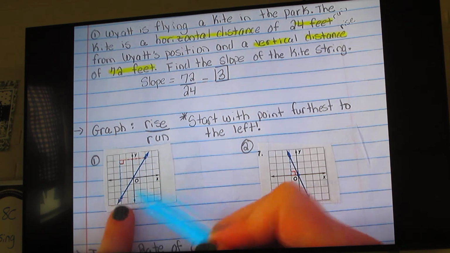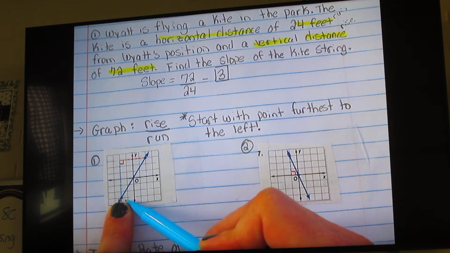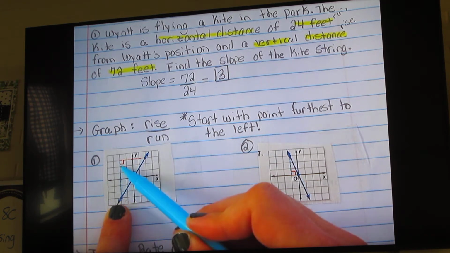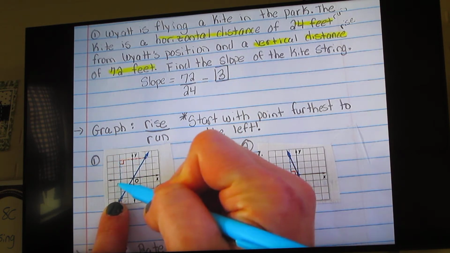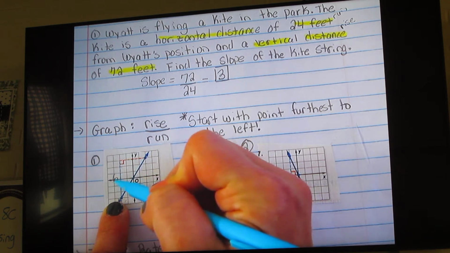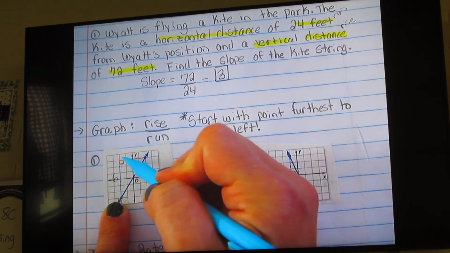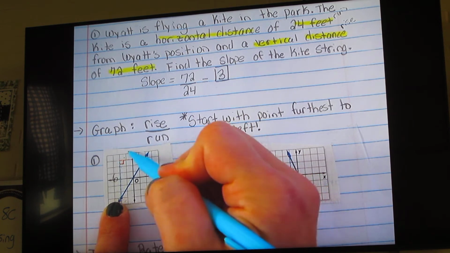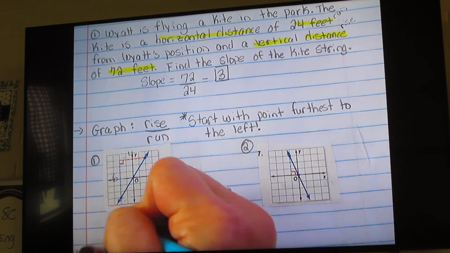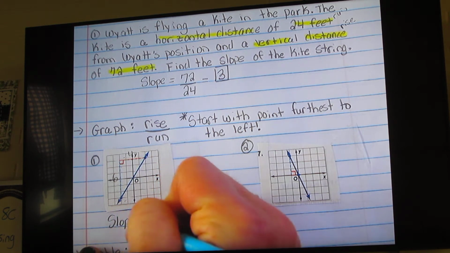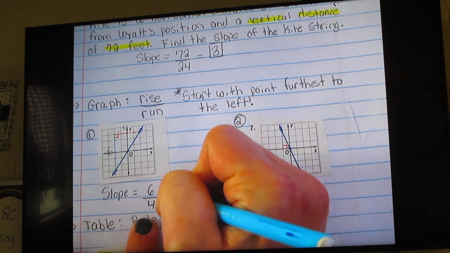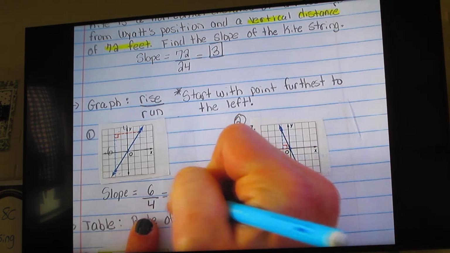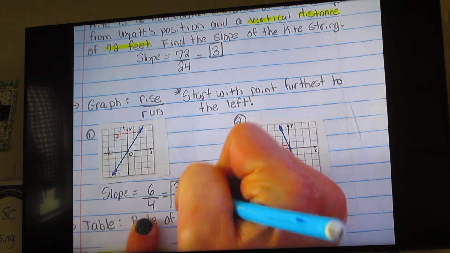So if I always start with my point furthest to the left, which in this case would be the bottom one, I ask myself, do I go up or do I go down to get to the next point? I go up, so that means my slope is going to be positive. And I go 1, 2, 3, 4, 5, 6. So that's a positive 6. I take a right turn and go 1, 2, 3, 4. Positive 4. So my slope equals 6 over 4. And both of these have a GCF of 2. So divide both by 2 and you get 3 over 2.